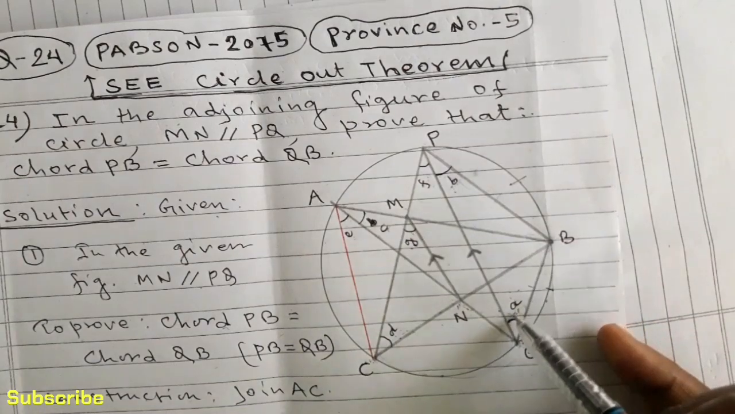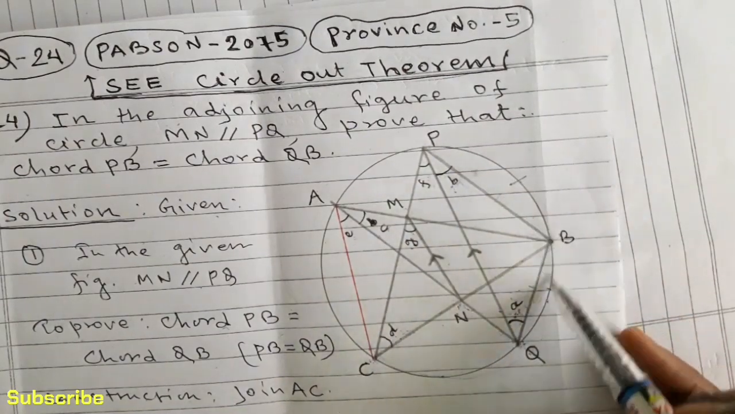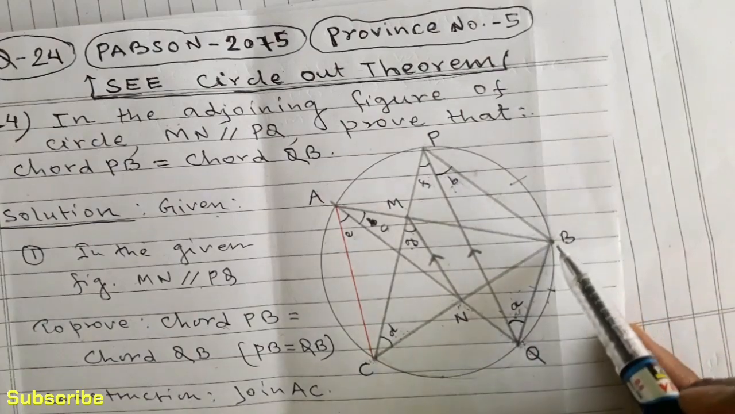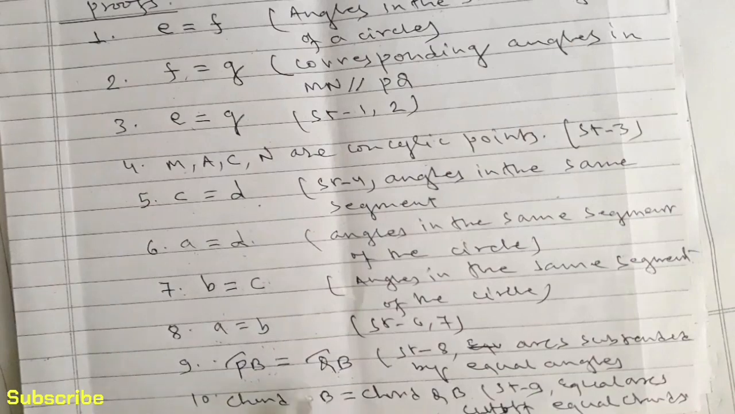So if two angles at the circumference are equal, then we can take their corresponding arcs also equal. That means now we can write arc QB is equal to arc PB. When two arcs are equal, then they cut off equal chords. So we can write chord PB is equal to chord QB.